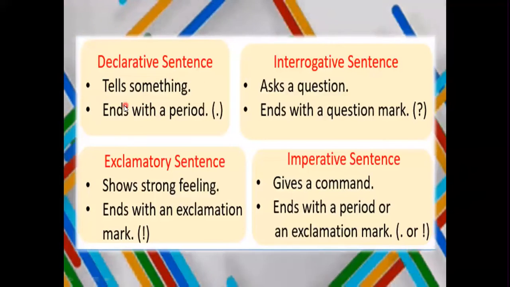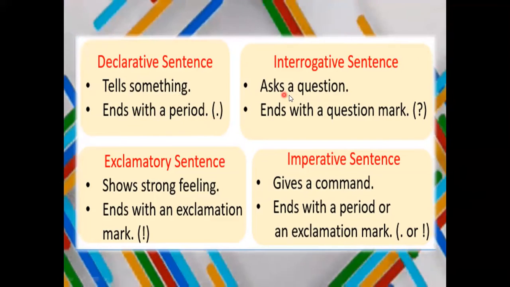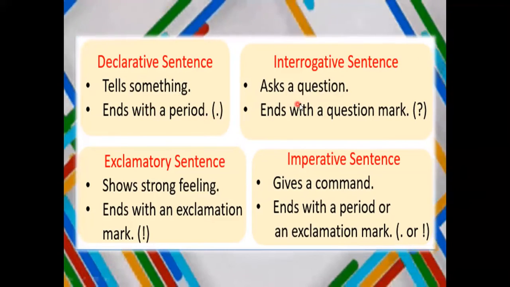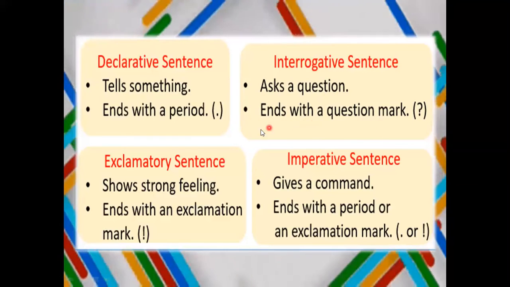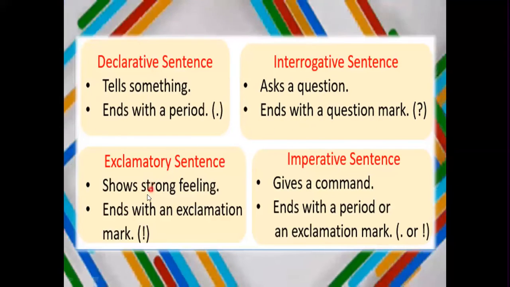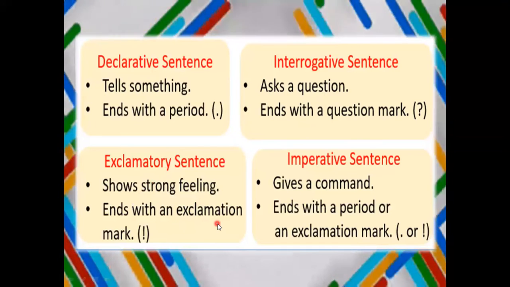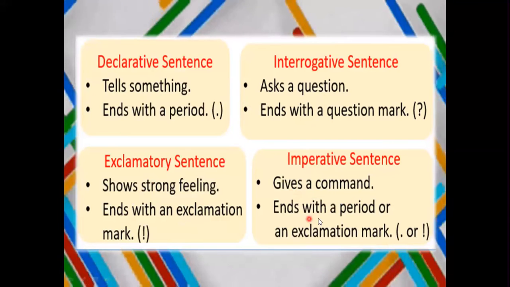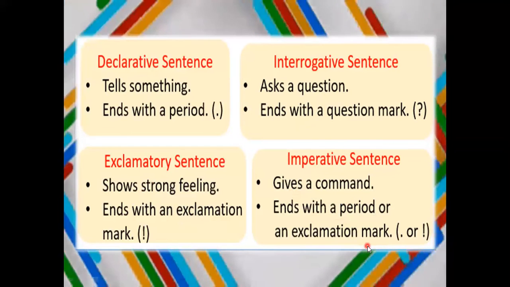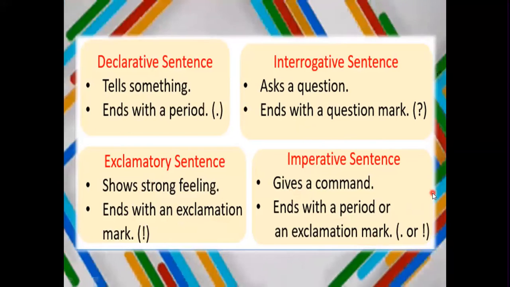Declarative sentences tell about something. They end with a full stop. Interrogative sentences are those in which we ask questions, and they always end with a question mark. Exclamatory sentences show a strong feeling. They end with an exclamation mark. Imperatives always give a command. They end with a full stop or an exclamation mark. It depends on the sentence we are doing.